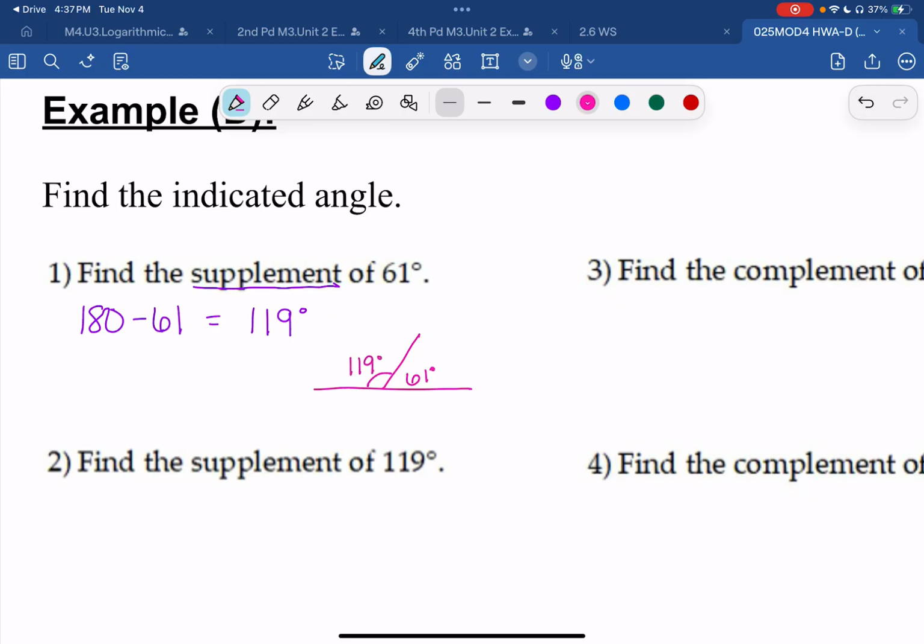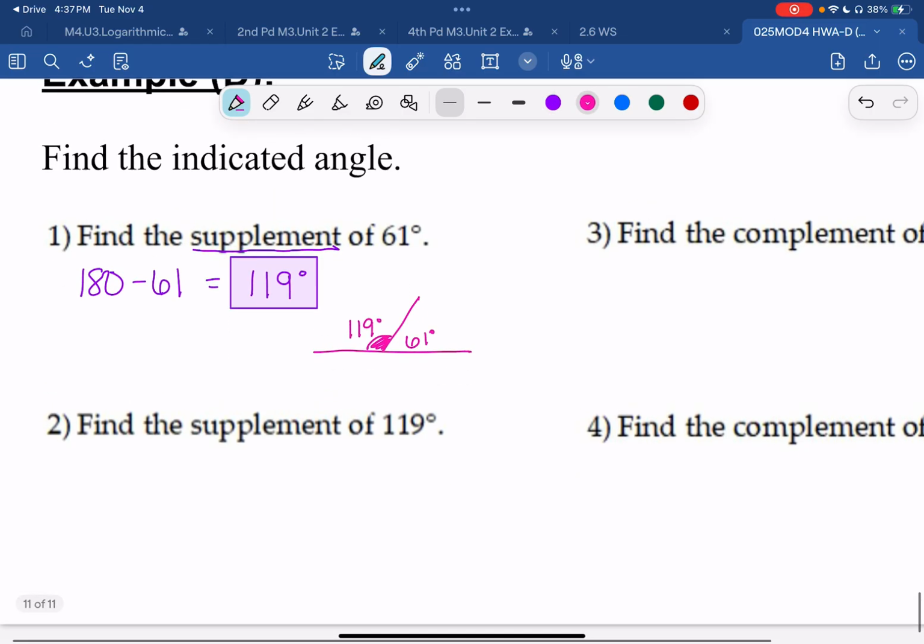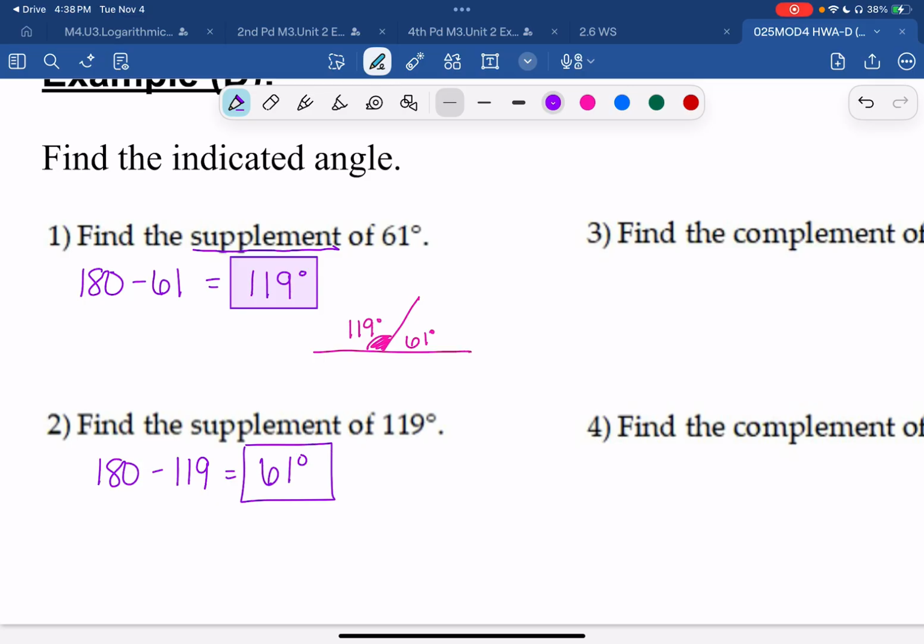119 degrees to give us a full 180 degrees. So we're just trying to figure out what would need to go here to give us that full angle. So question 2, again, we would do 180 minus 119. And we clearly know that that would be 61 degrees. So 119 and 61 are supplemental angles.